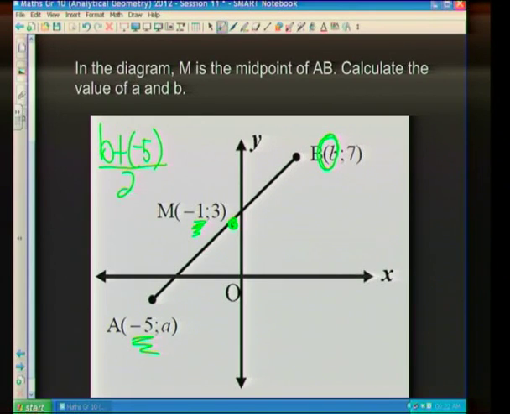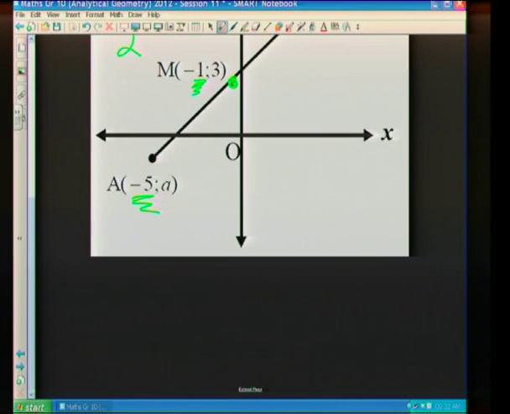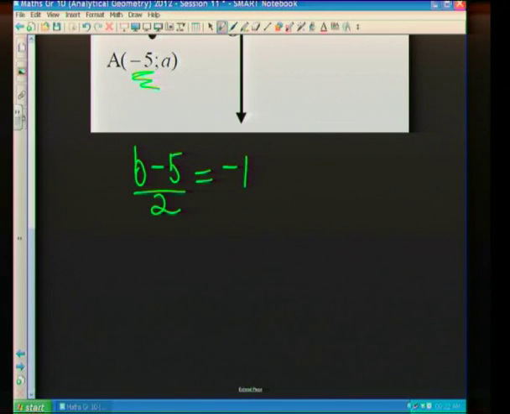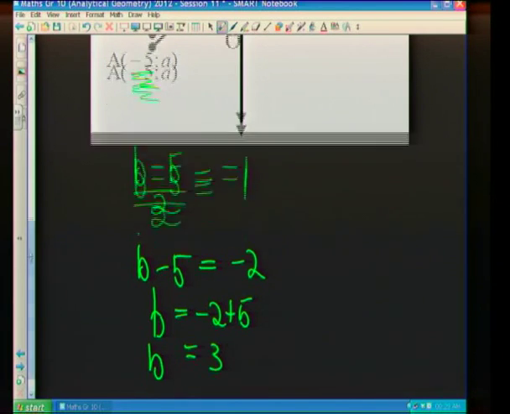I divide it by 2, and the answer that I get will be the x value at my midpoint. But I know the x value at the midpoint is minus 1. So I've got an equation that says b minus 5 over 2 is minus 1. Now, in order to solve for b, I'm going to multiply through by 2. So b minus 5 is equal to minus 2, and solve this simple linear equation. B is minus 2 plus 5. So B is 3. Let's have a look at the sketch.